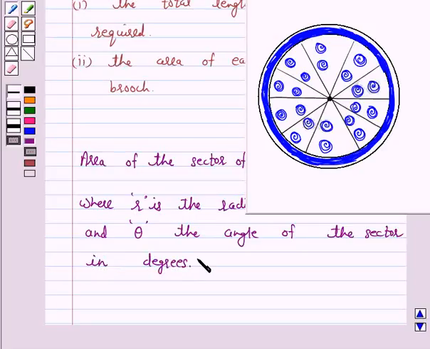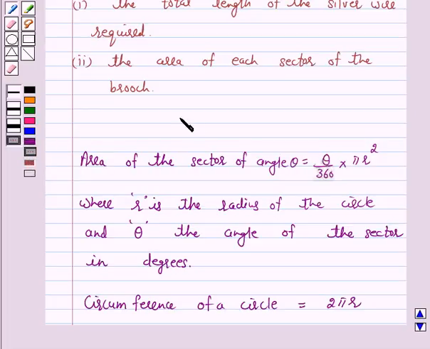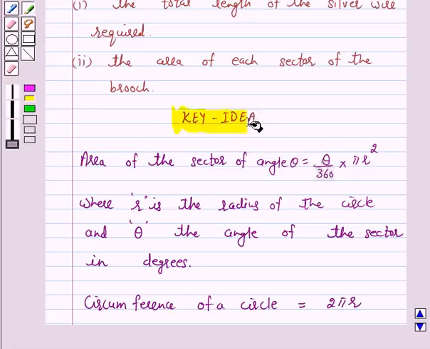In this question, we will also use the formula of the circumference of a circle. We know that the circumference of a circle is equal to 2 pi r. So, this is a key idea behind our question. We will take the help of this key idea to solve the above question. So let's start the solution.